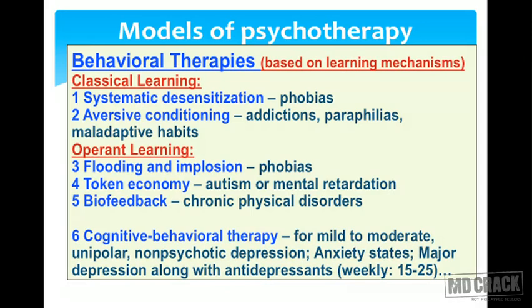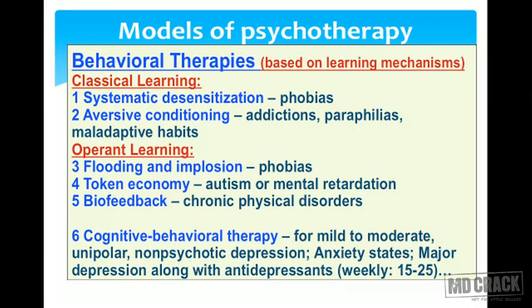The sixth one shown here is cognitive behavioral therapy, and this is useful for mild to moderate unipolar non-psychotic depression. So this is mainly useful in depressive disorders, which are mild to moderate, is also useful for anxiety states, and is useful in major depression many times along with antidepressant drugs. This cognitive behavioral therapy again has a weekly session lasting about 12 to 25 weeks. So this is about all the behavioral therapies which are based on learning mechanisms.